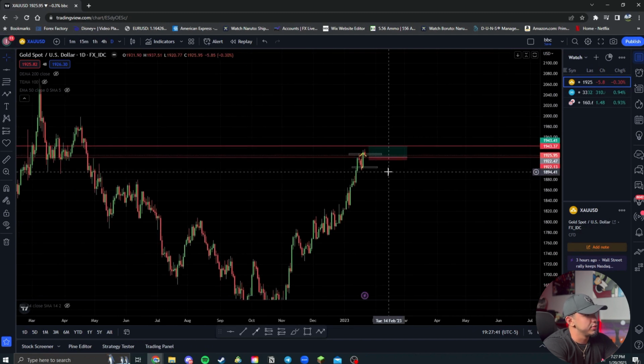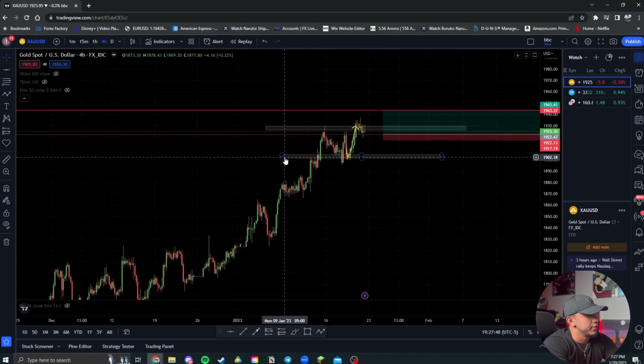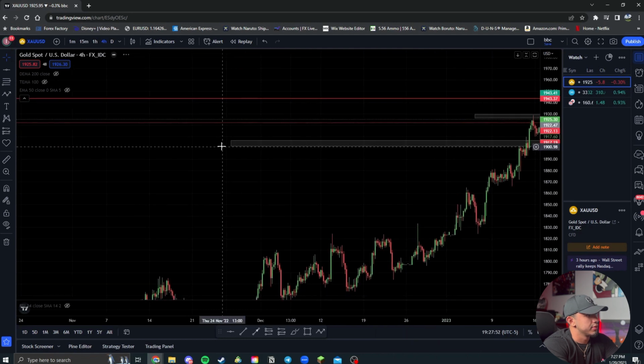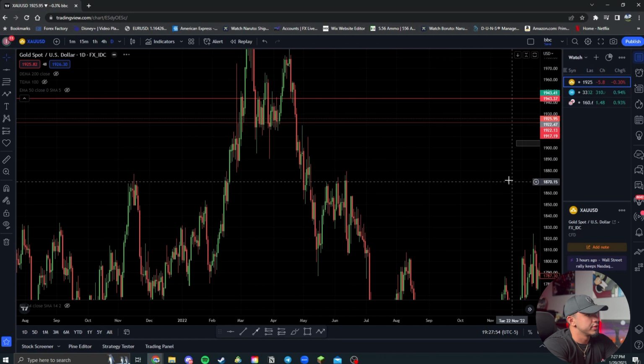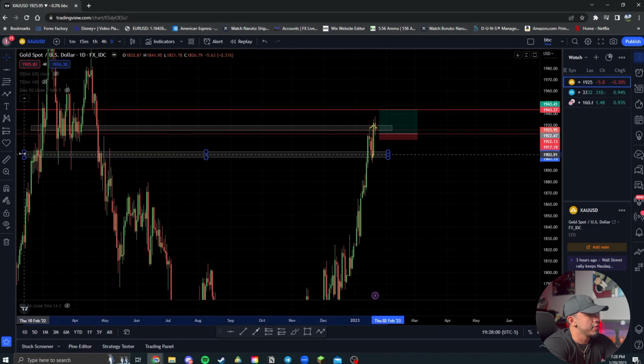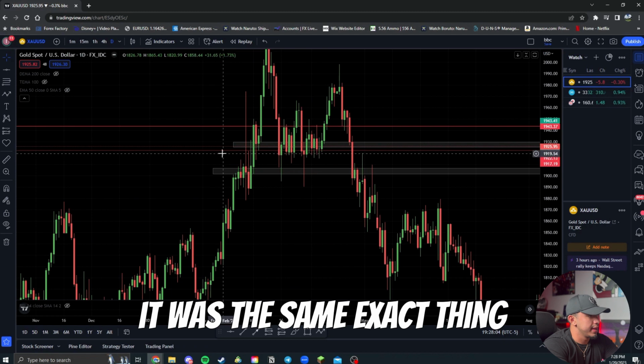Now, you can tell the two zones that I drew right here, if I move this back, hold on, let me go on the 4 hour and do this. Can I not? Okay, let's just keep going back. Actually, you know what, we'll do it on the daily. Shouldn't be that hard. If I keep moving it back, it's going to line up perfectly with what happened over here. And it was the same exact thing.